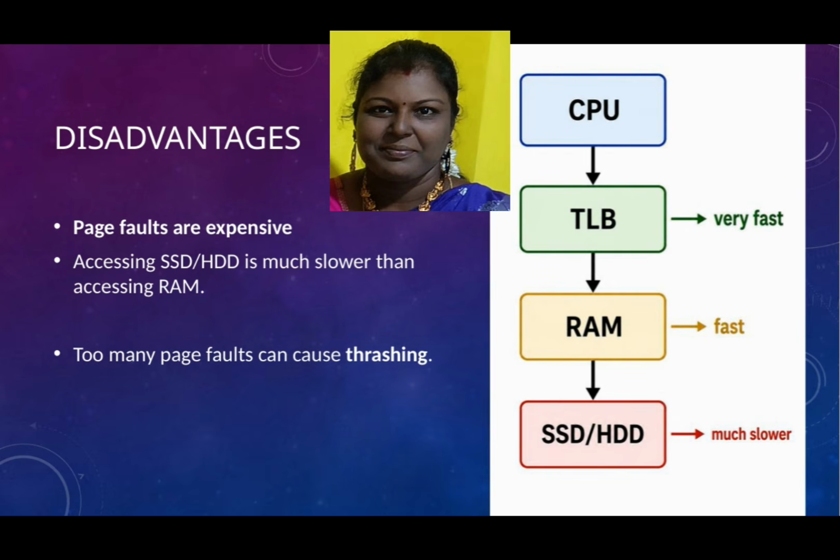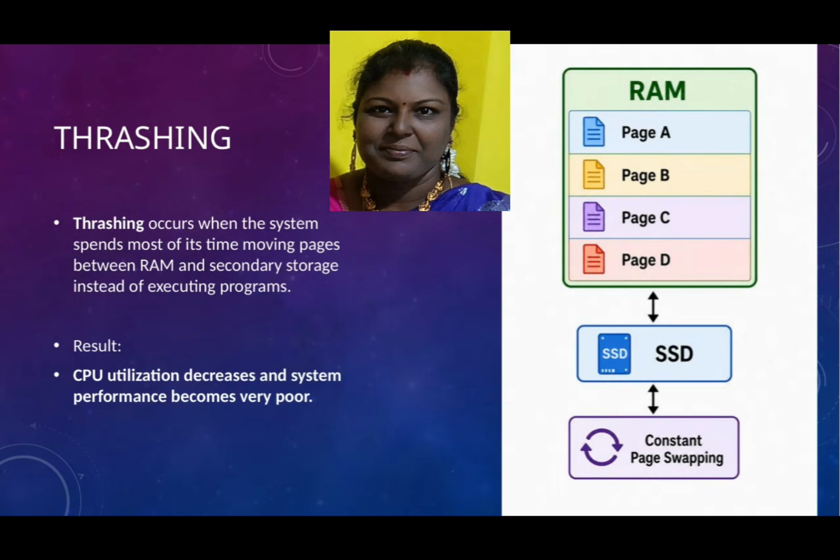Thrashing happens when a system gets stuck shuffling data back and forth between RAM and secondary storage, instead of actually running programs. When this takes over, the CPU ends up waiting around, doing less useful work. The result? CPU utilization drops, and overall system performance tanks. It's like the system is busy, but not productive. Understanding thrashing helps us see why memory management is so crucial for keeping things running smoothly.